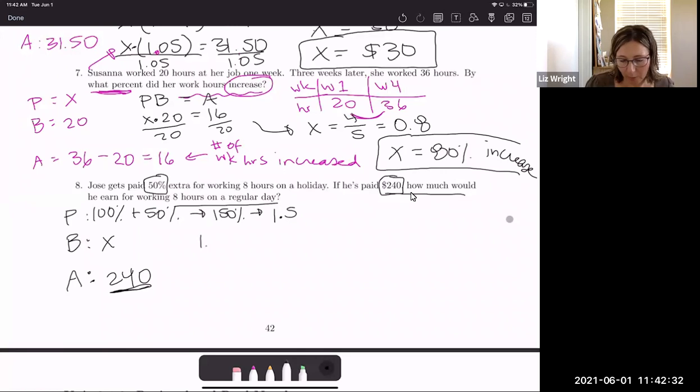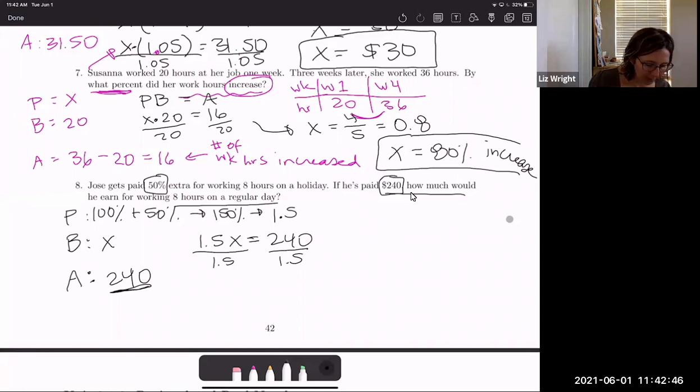So it would be 1.5x equals 240. Then we're going to divide both sides by 1.5. Putting that in my calculator, 240, and I'm dividing by 1.5. Oh, I just subtracted 1.5. Okay, that should be 160. X equals 160. And then I would look back and say, does that make sense?